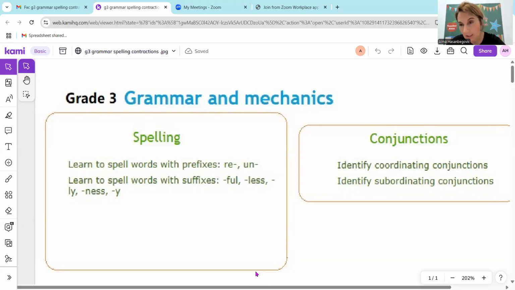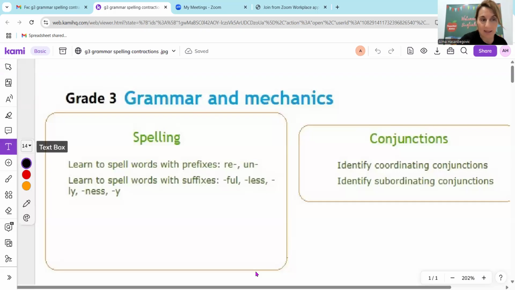Also, we are going to be talking about suffixes, FUL, LESS, LY, NESS, and Y. For those of you that just need me to refresh your memory, suffixes come after the word. For example, the word is careful. The ful in careful is a suffix. Less is also a suffix. It comes at the end of the word.